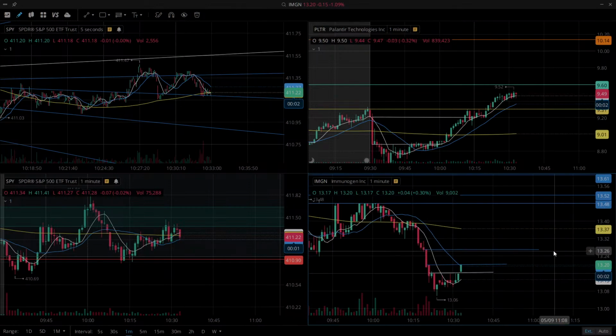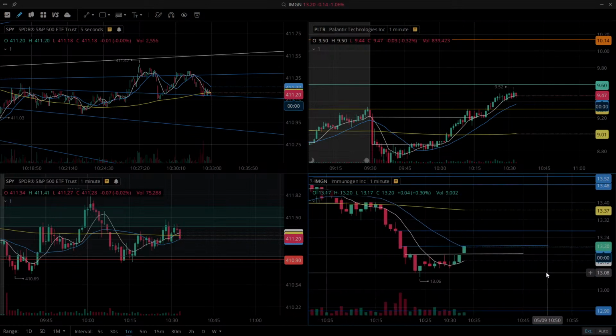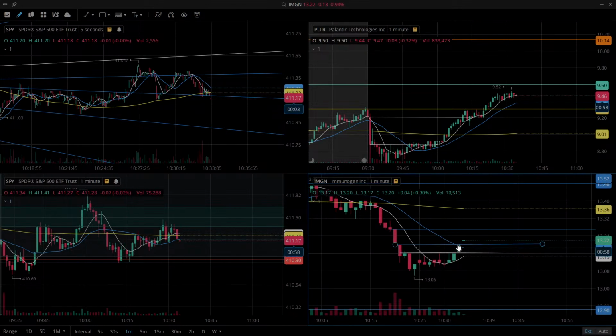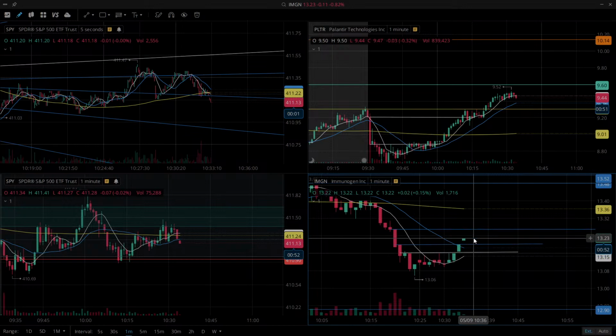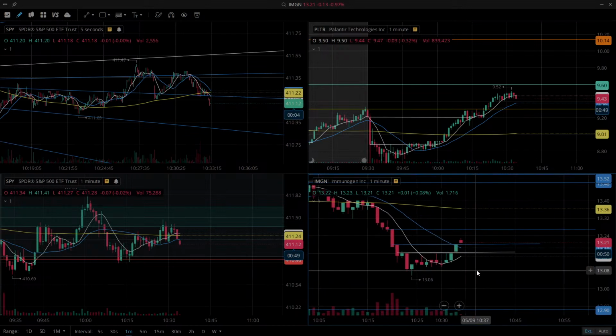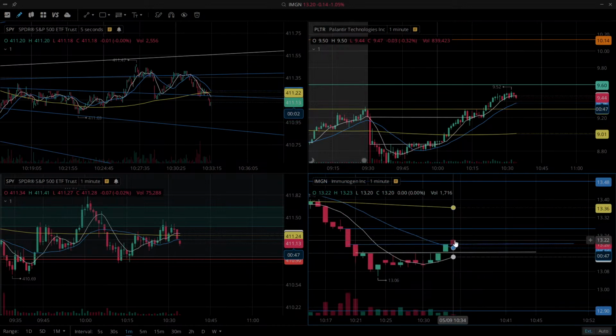See if I can zoom in on this enough to see it well. There we go. So boom, target one met. Looks like we're resuming. When you start to see dojis here, because this is low volume, be a little leery of it. There's a wick.